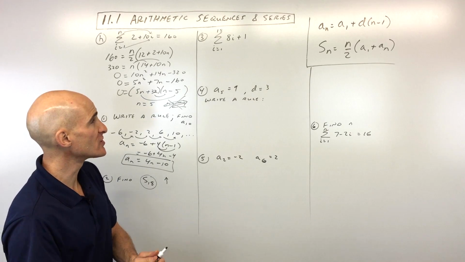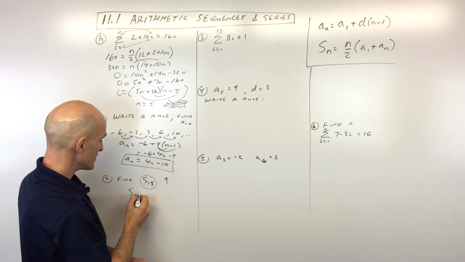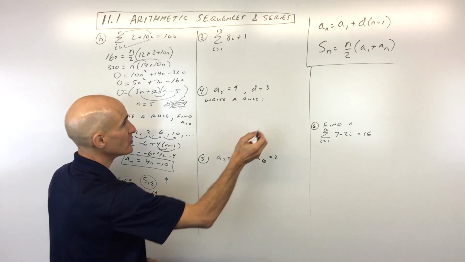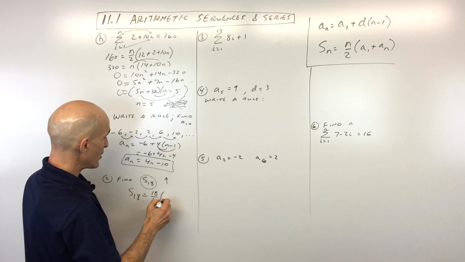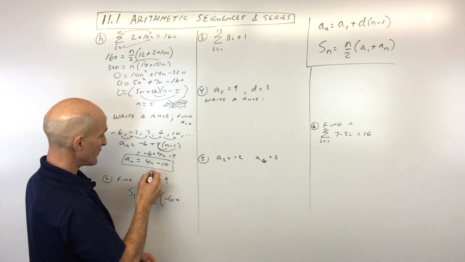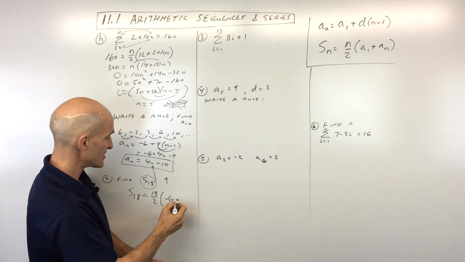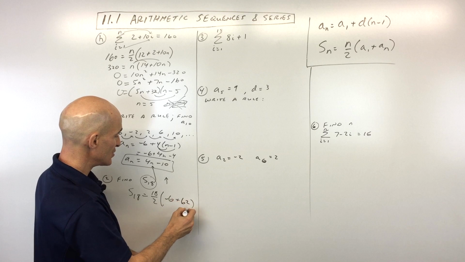Okay, if I was going to do this one, I would use this formula right here. The sum of the first 18 terms is going to be 18 divided by 2, because n is 18. A sub 1 is our first term, which we know is negative 6. And then our 18th term, we have to put in 18 here. That would be 4 times 18, which is 72 minus 10, which is 62.